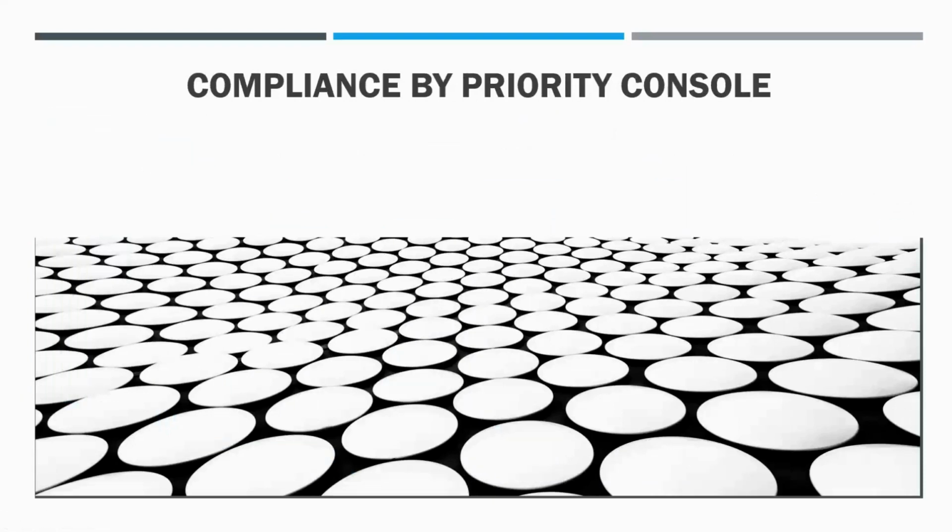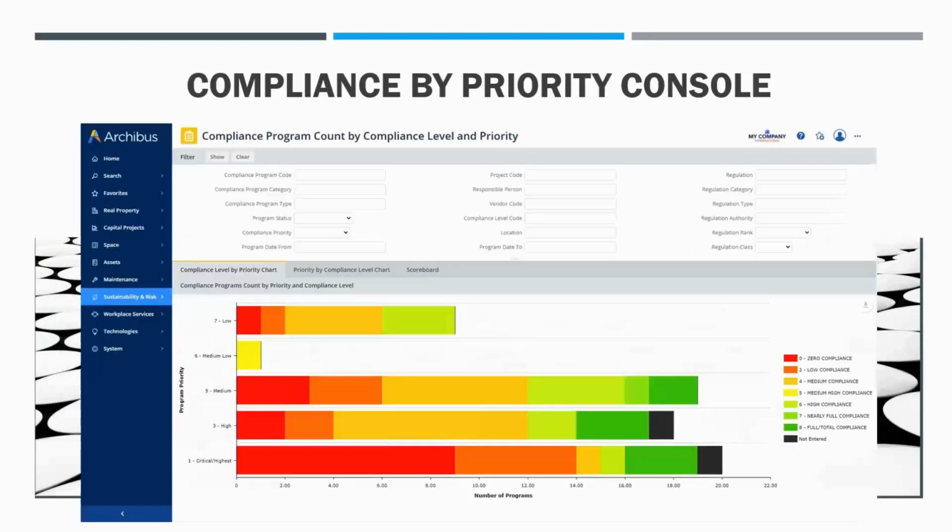So looking at some simple compliance by priority console, as you can see, there are some nice graphics being generated here with a simple chart. So this is showing compliance levels by priority. There is also a scorecard which shows more information of which ones are the highest risk, etc.